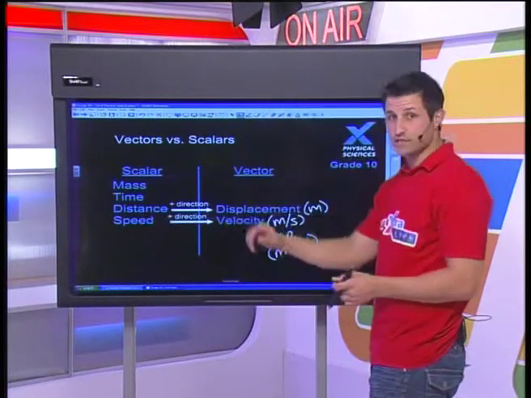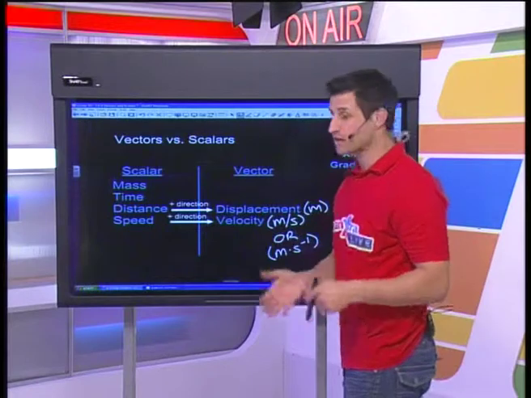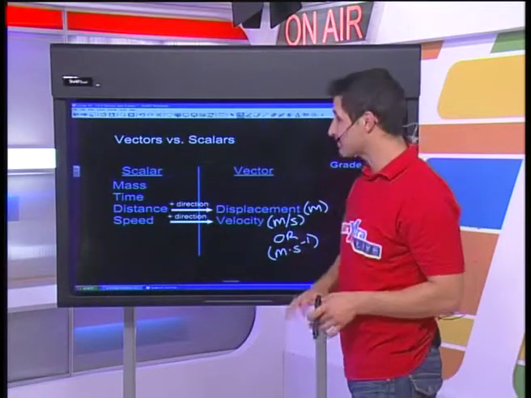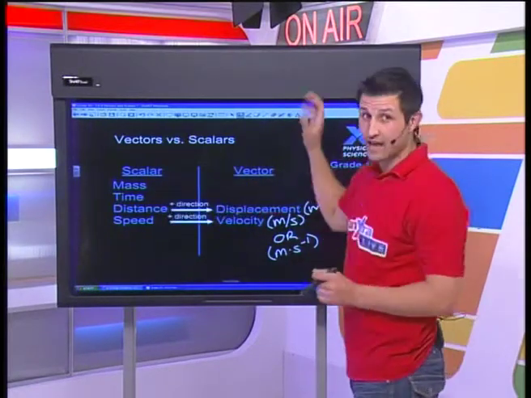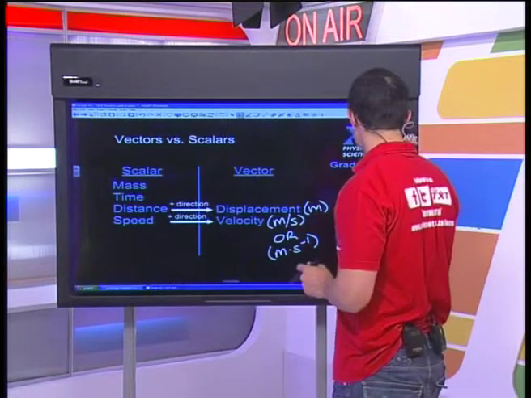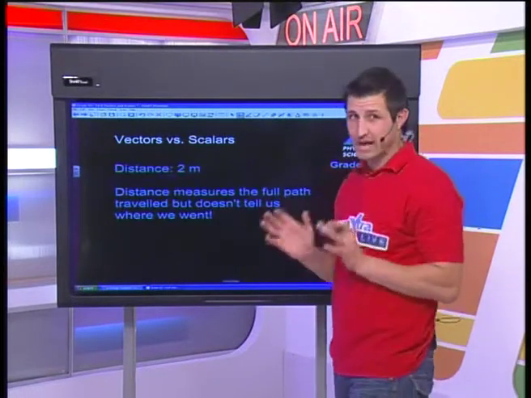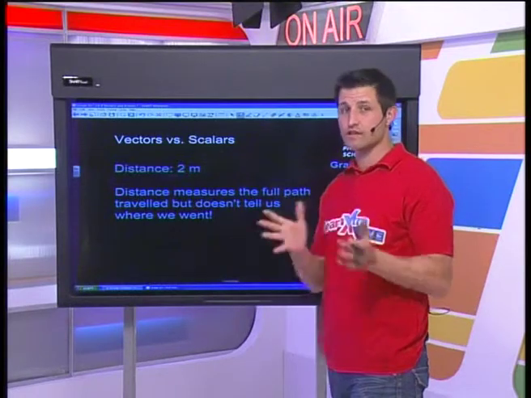Speed, if I give it a direction, it turns into a velocity. Absolutely important that you know the difference between a scalar quantity and a vector quantity. Now, what I wanted to do was to just highlight a difference between distance and displacement.